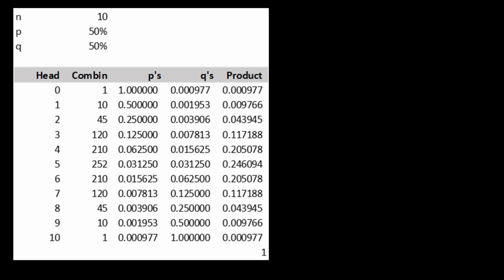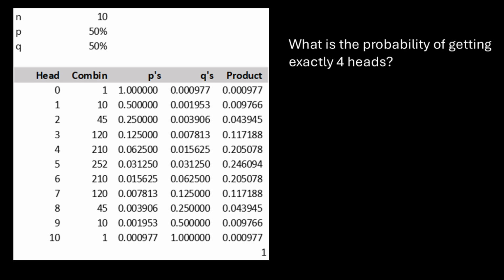Now let's work on 10 tosses and use directly a spreadsheet solution, a copy which can be downloaded below. What is the probability of getting exactly 4 heads? Taking a look at this table, we find that the probability is 20.5078%.